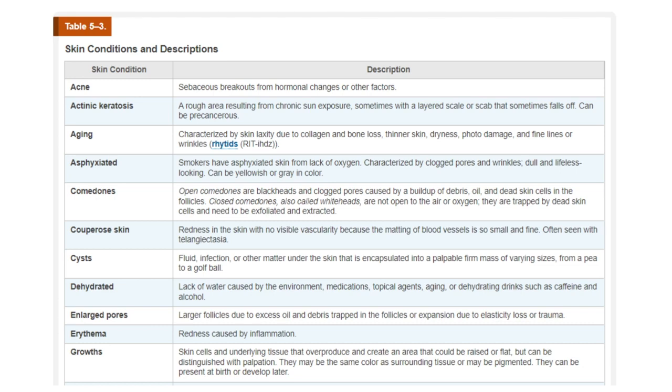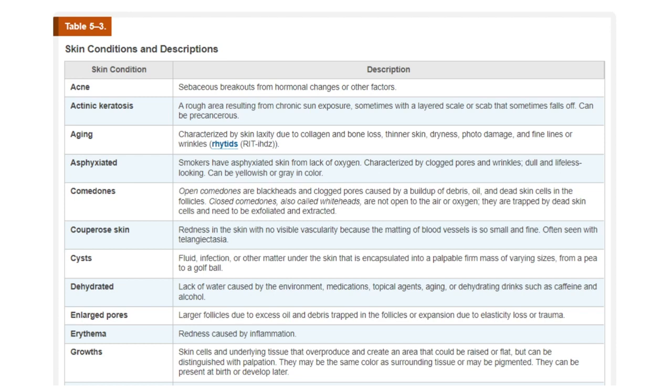Comedones: open comedones are blackheads in clogged pores caused by a buildup of debris, oil, and dead skin cells in the follicles. Closed comedones, also called whiteheads, are not open to the air or oxygen. They are trapped by dead skin cells and need to be exfoliated and extracted.